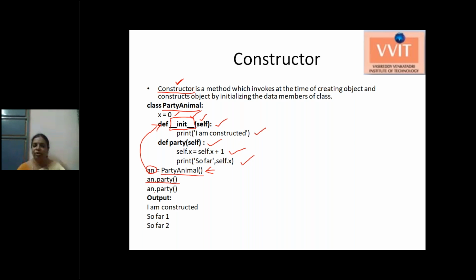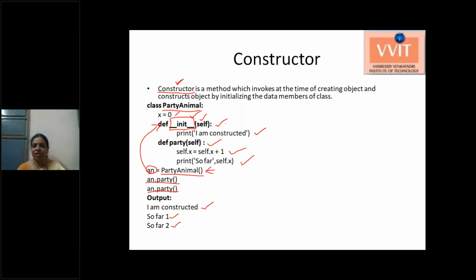an.party, an.party. First you will get the output of your program as I am constructed. Then you will get the output of the party function as 1 and 2. Here we are not writing any function name; we are just creating the object, but it calls the constructor method by itself. If you have not written any constructor method, it just creates the object. But if you specify a constructor method, then it calls that constructor method and executes it. Then it goes for the remaining method calls. So this is the constructor method.